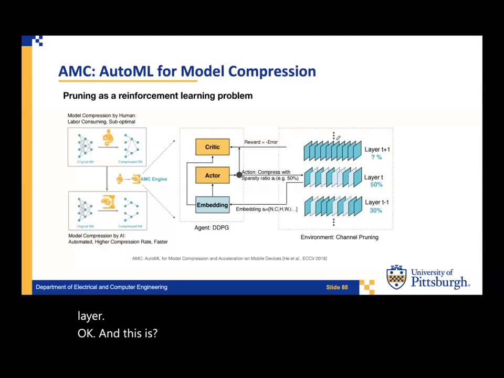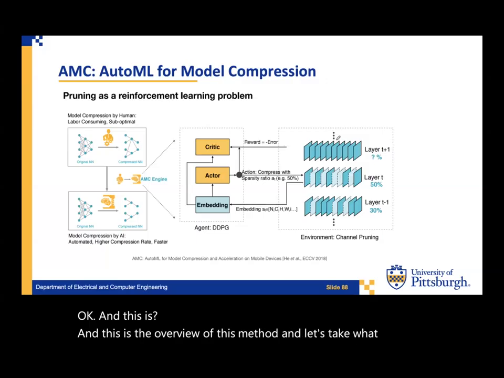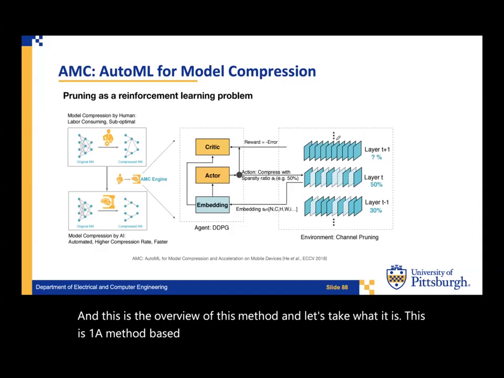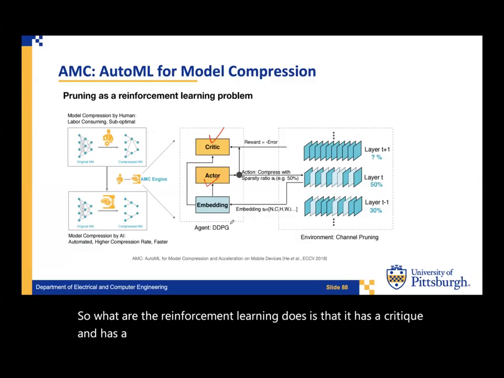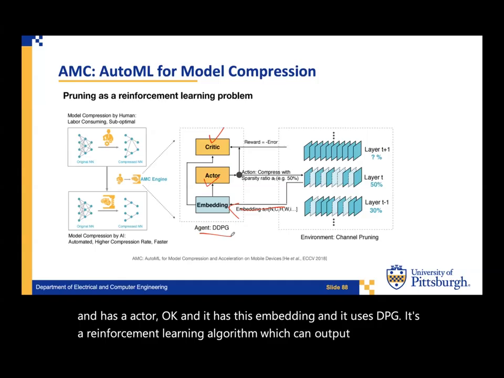This is the overview of this method. It is based on reinforcement learning. The reinforcement learning has a critic and an actor, and it has this embedding, and it uses DDPG. It's a reinforcement learning algorithm which can output a continuous decision.